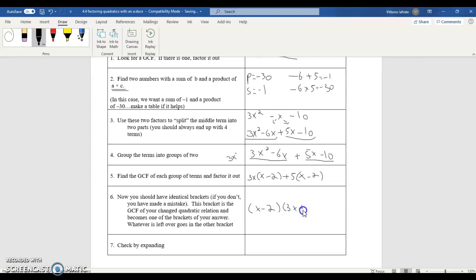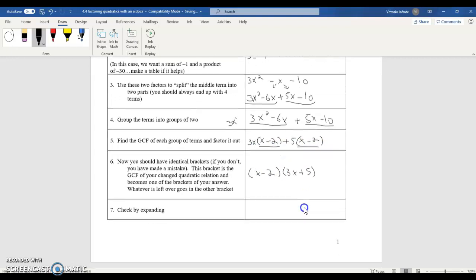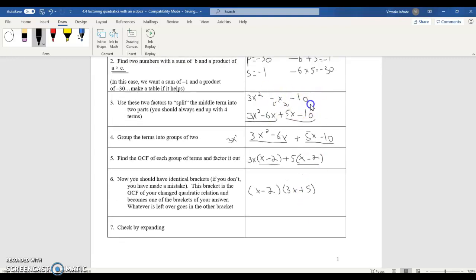So you know you're doing something right when these two brackets here are the same, so that at the end your result is going to be something like this, where the two that are the same can be written once and the leftover numbers are written in the other bracket there. And then to verify, you can expand to see if you get back to the original expression you had in the standard form previously.